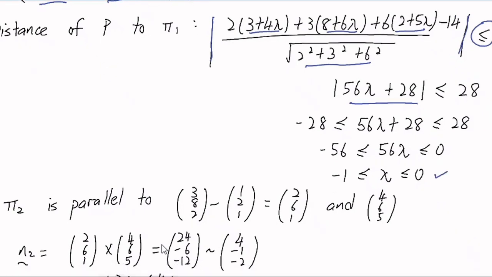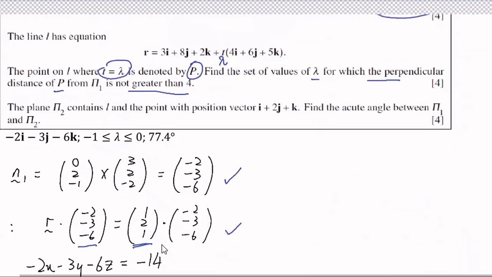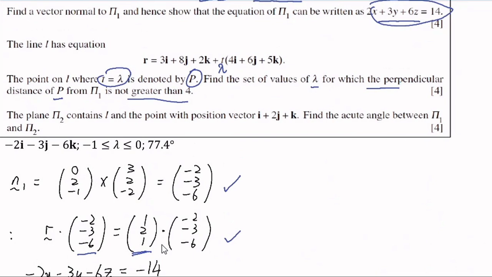So we are able to solve the inequality using our concept of the modulus. In order to get this, lambda is from -1 to 0. Okay, so that is how we do the second part. The third part: the plane pi2 contains L and the point with position vector (1, 2, 1). Find the acute angle between pi1 and pi2.